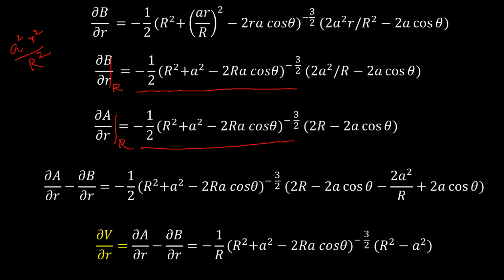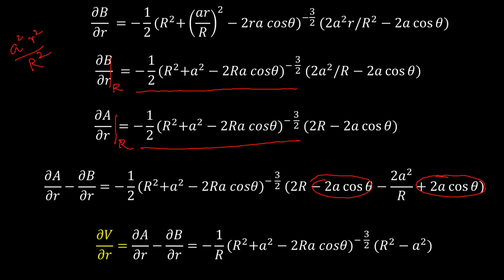It's a common factor. You take it as common. Then this minus this. So here you have 2r minus 2a cos theta, and here you have minus 2a squared over r, and this minus of minus will become plus. This becomes minus, this will become minus of minus plus 2a cos theta. Now this plus 2a cos theta will get cancelled with this plus 2a cos theta.